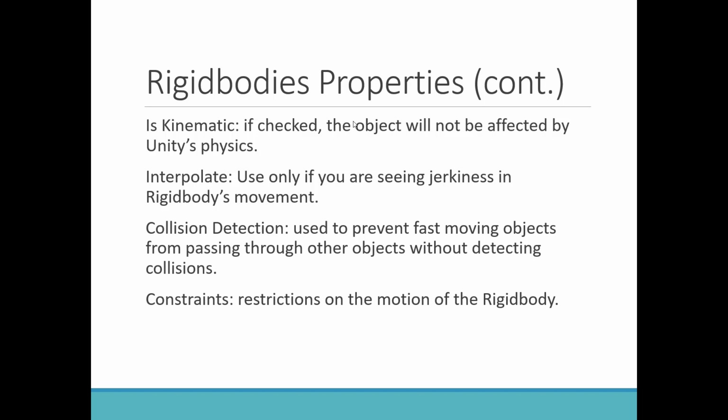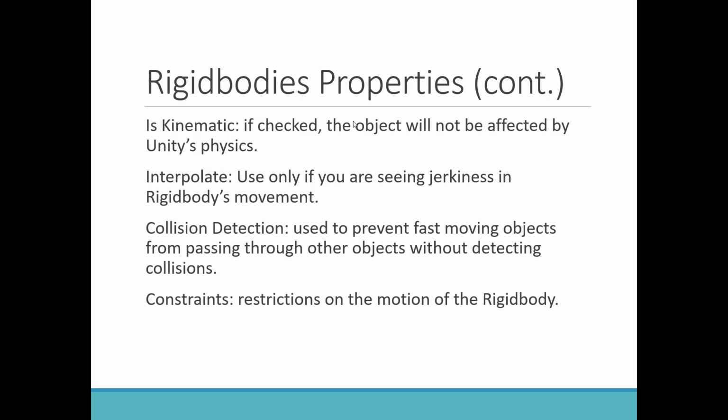So that's what is kinematic. Is going to be still useful if you want to deal with interactions, like your trigger events, but it won't respond to physics interactions. Interpolate, you may want to change those settings if you are seeing some jerkiness in the movement of the rigid body. For collision detection here, you may want to alter these if you have objects that are moving really fast and they may be going through other objects without detecting collisions. That's when you want to modify that setting.